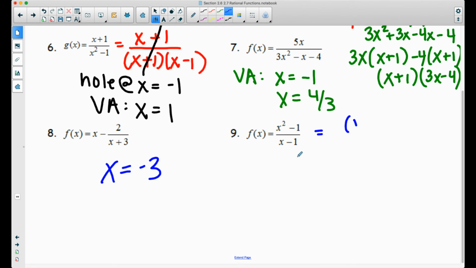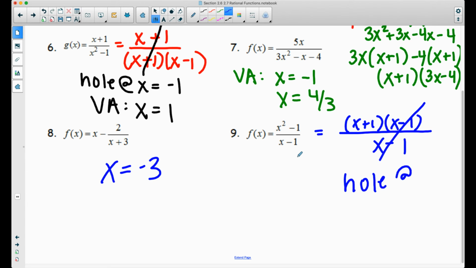And over here, if we have x plus 1, x minus 1, all over x minus 1, if those cancel, we only have a hole at x equals 1. Notice how nothing is left in our denominator, so we don't have any vertical asymptotes. These are the ones that look really weird because they would end up just being a straight line.